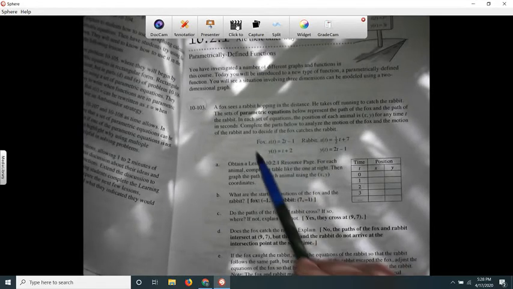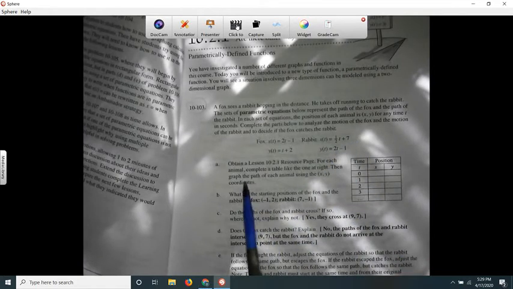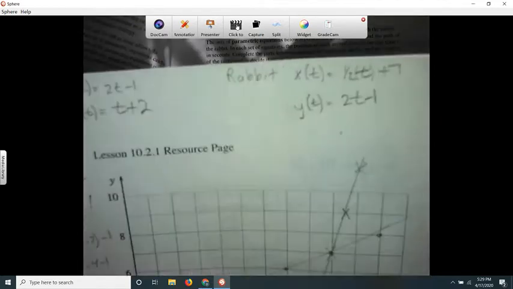So they gave us some equations, which I have written on a different paper. And then there was a resource page, and I have that. I'll get that out in a second. It says, what are the starting positions for the fox and the rabbit? So here's my resource page. I wrote in pencil because I only had one, and I was afraid I would mess up. But these are just those same equations that they gave us. And then it says, what are the starting positions for the fox and the rabbit?